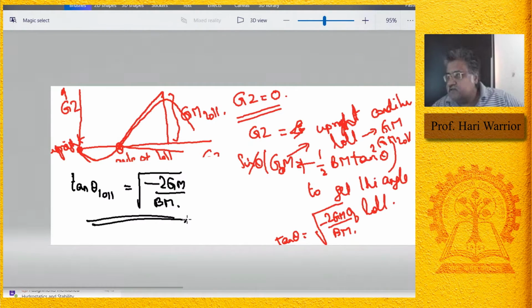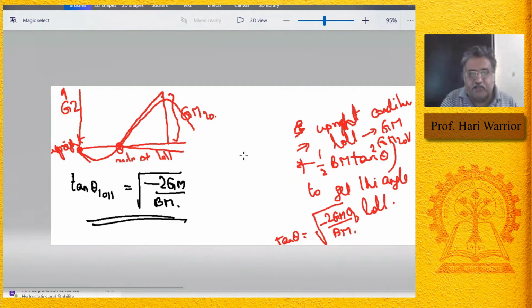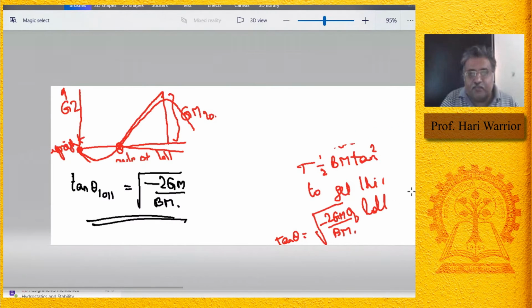So this GM is G naught M now? Yes, G naught M, exactly. Now your question will be what will be GM at the angle of loll probably. That is what I'm going to do now. Yes, just one step ahead you're thinking. Good. So how do you get the GM at the angle of loll? Let's see.